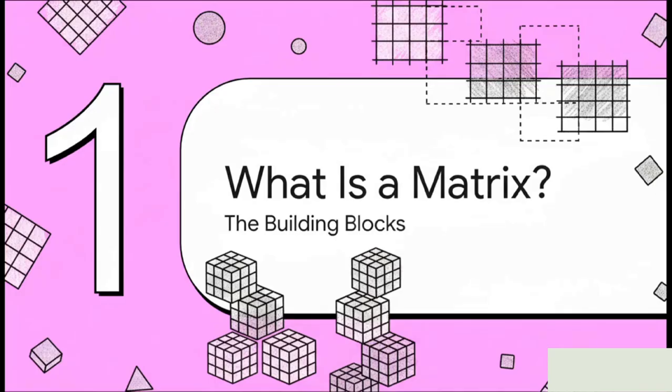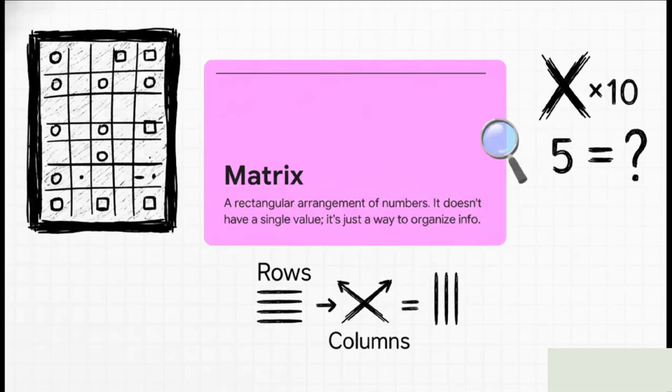Okay, let's start at square one. Before we can do any of the cool stuff, we have to answer that big, basic question. What even is a matrix? It's really simple. A matrix is just a box of numbers, or rectangular grid. The key thing to get is that it doesn't have a single value, like a 5 or a 10. It's purely a way to keep information neat and tidy. And that organization is all about two things. Its horizontal rows and its vertical columns.